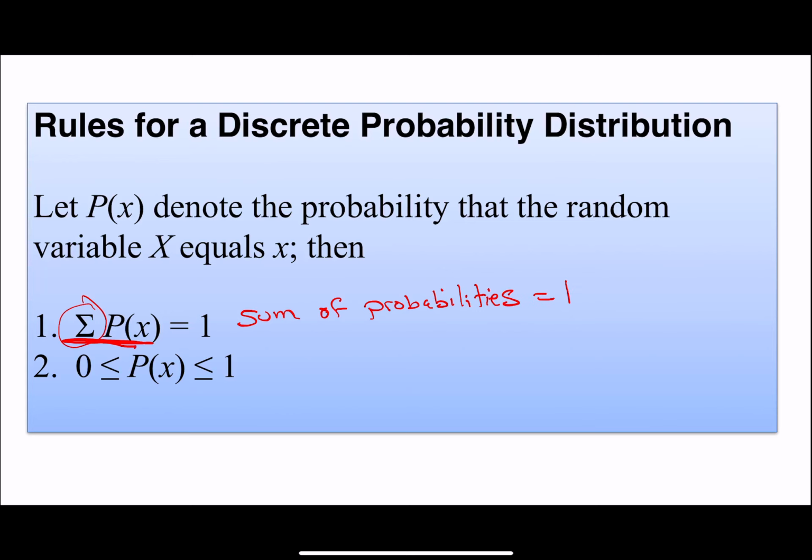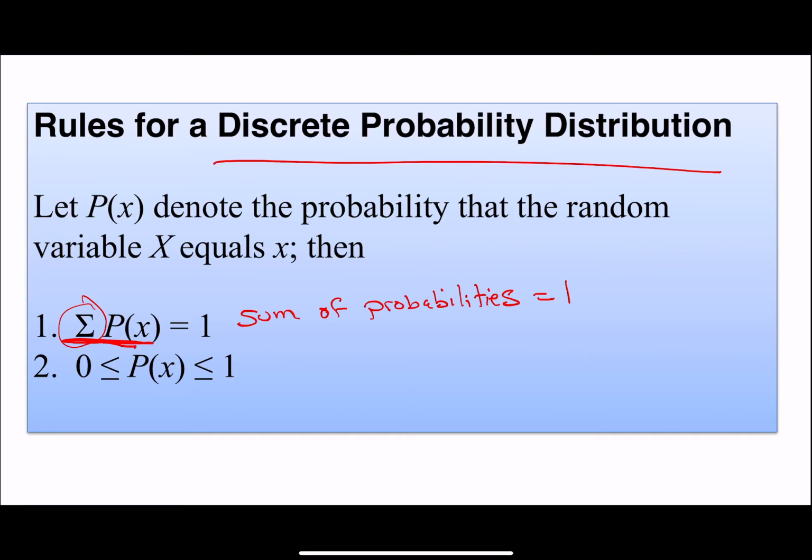Of course, due to rounding, your probability distribution might be slightly off. But if I give you a table and I say, is this a probability distribution? They will add to exactly 1. I will not give you one that has been rounded. It will add to exactly 1 or it won't add to 1. If it doesn't add up to 1, it's not a probability distribution and not a discrete probability distribution.